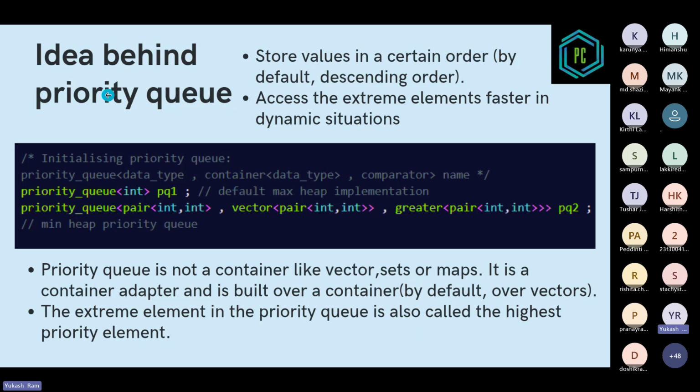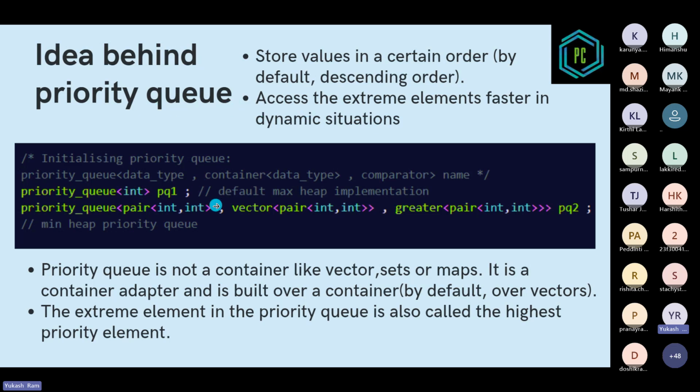So the idea behind priority queue is again the same, store values in a certain order, but here by default it is stored in descending order. And the specialization in priority queue is to access the extreme elements faster in dynamic situations. What I mean by this is when elements are being added and deleted in the container, and you are concerned only about the extreme elements. By default the extreme element means the largest element. So when you're adding and removing elements, and you're concerned only about the maximum value of the container, that's when priority queue will be much more useful than the other containers.